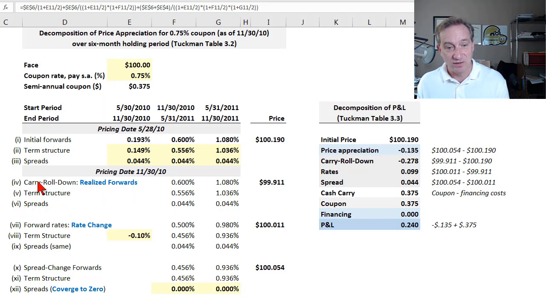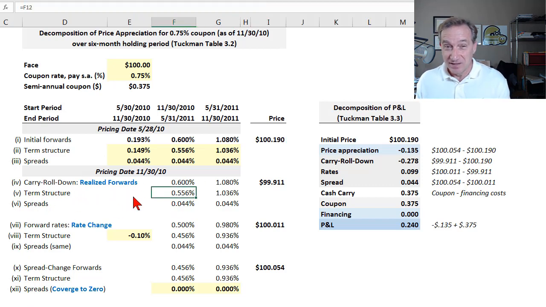And we have what's called the carry roll down. And what we do here, this was the topic of my previous video, we have to make an assumption as to what happens to the term structure as we go forward 6 months in time, or the assumption due to the passage of time. And we have 3 basic assumptions. The first is unchanged yield, which is rather academic. We use it a lot, but it's not very realistic.